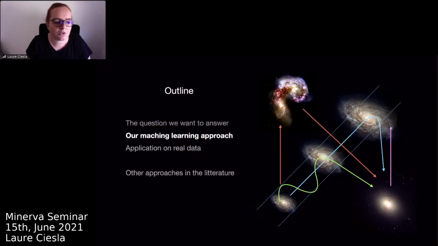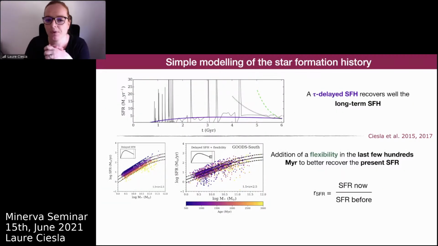So here I go to the machine learning approach that we use. To understand that, when you do SED modeling, you have to assume a simple model of the star formation history. What people usually use is something very simple, like an exponentially declining SFH, like you can see in green or in black, or a tau-delayed SFH, which is the one you can see in purple.